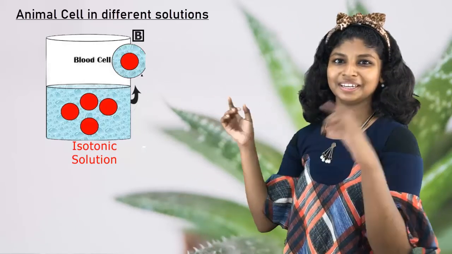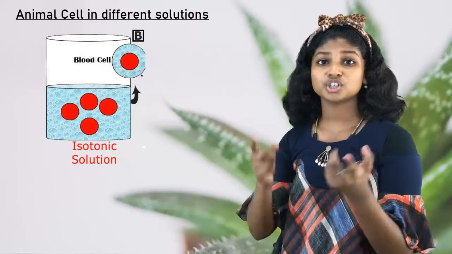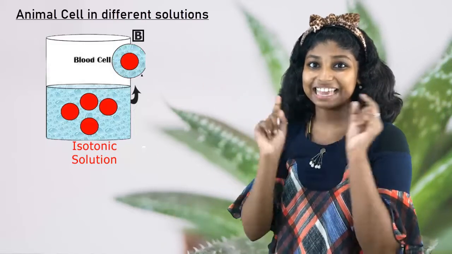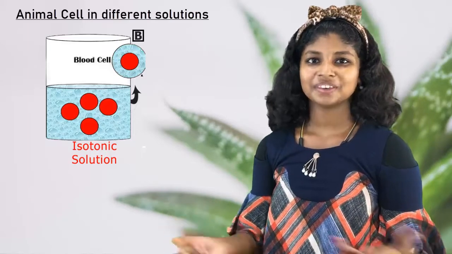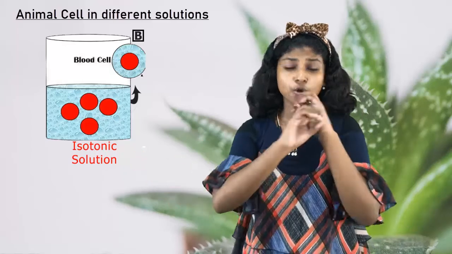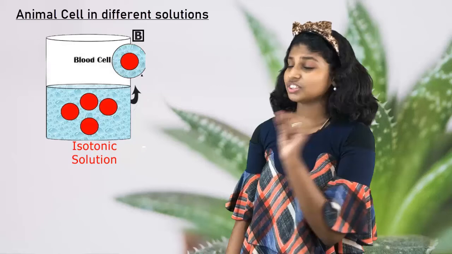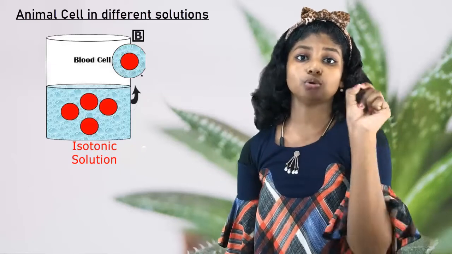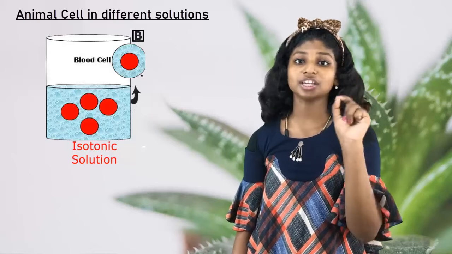Here in B we have the same concentration in solution and cell. So what happens here? There will be no changes, no movements, no concentration gradient. So this is known as the isotonic solution.